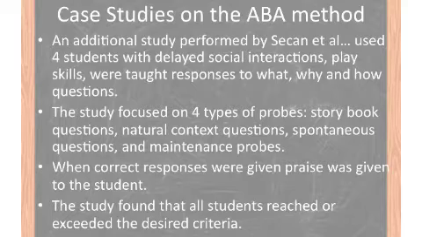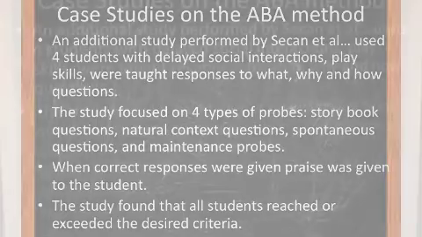When a correct response was given, praise was used as a reward. When incorrect responses were given, the teacher would model the correct response and question the student again. The study found that all students reached or exceeded the desired criteria. There were increases in responses, but students failed by 35% on meeting generalization criteria for storybook and natural context techniques when the visual was not present.